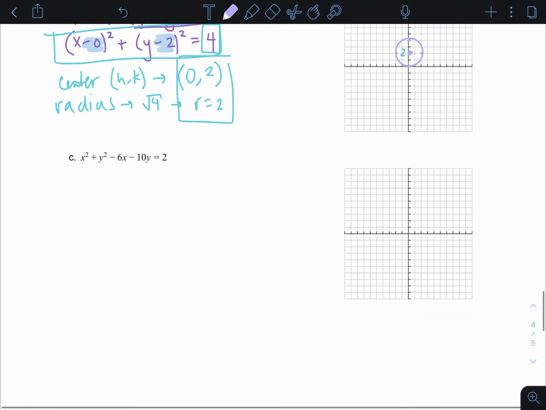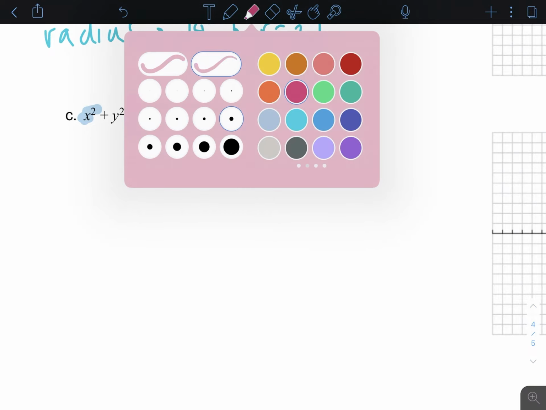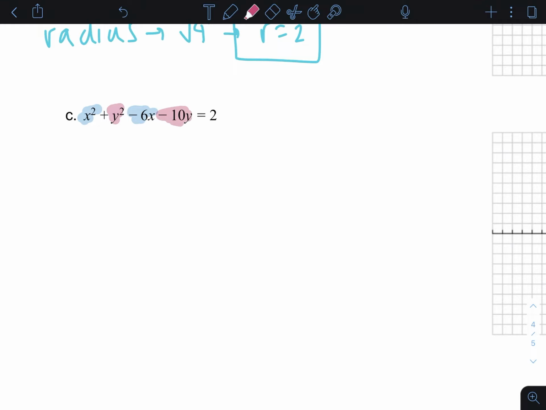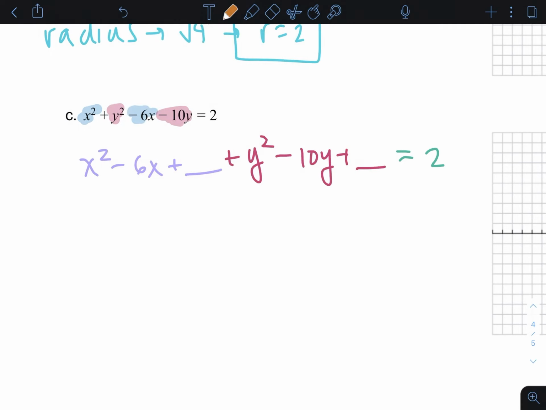And last example. So this one we are going to have to isolate. We see these x's here, and then we see the y's here. The 2 is already on the other side, so that's kind of nice, but we've got to get those x's together and know that we're going to need to leave a space. Then we've got the y's together, but know that we're going to need to leave a space, and then 2 is on the other side. So we are going to go ahead and complete the square.